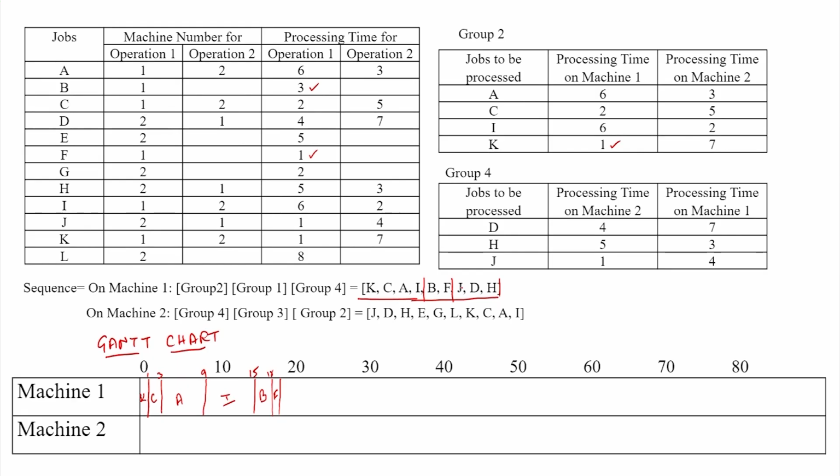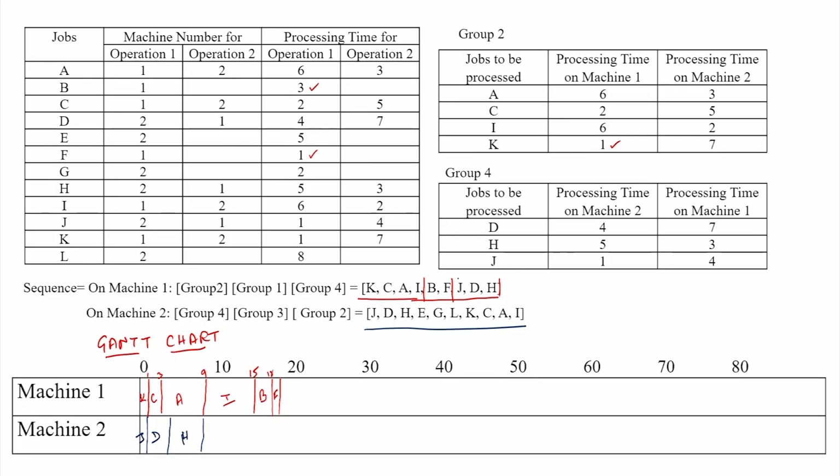For that I will start with machine 2. Machine 2 first is J. J has 1. So, I will do J here on machine 2. After that I have to do D. Now, I am talking about this. After that I have D, that is 4, 1 plus 4 is 5. So, that is D. After D I have to plan H. H is 5, 9. Okay. So, this is how this is available.